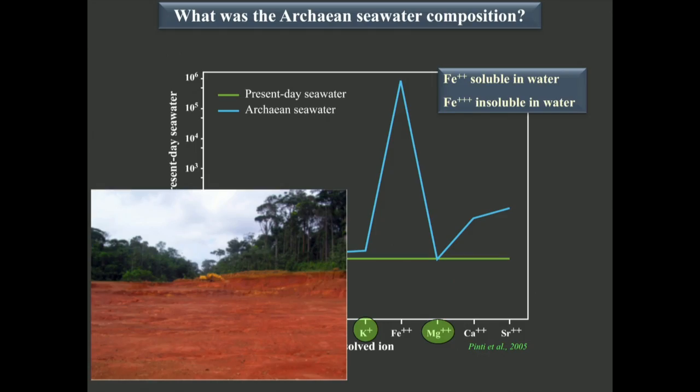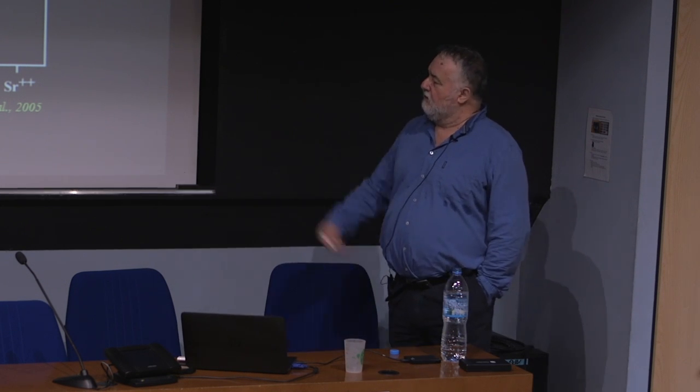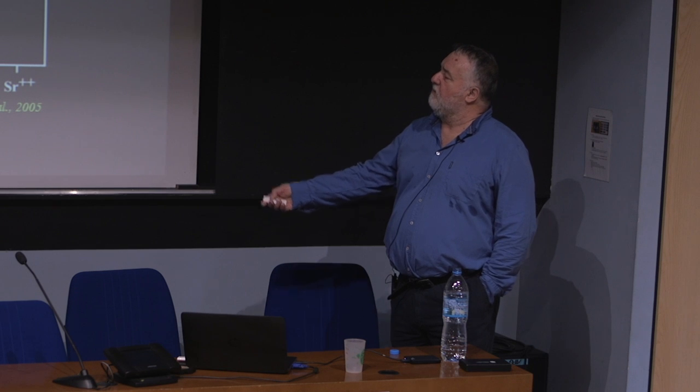Similarly, we have very high contents of iron 2 in seawater. And you know that the reduced iron 2 is soluble in water, while the oxidized iron is insoluble in water. And we can see this, for instance, in tropical areas where this iron remains in the soil after alteration of granite. The iron remains and gives this red color to the soil or to the rocks in these countries. This means that iron is not mobile today.